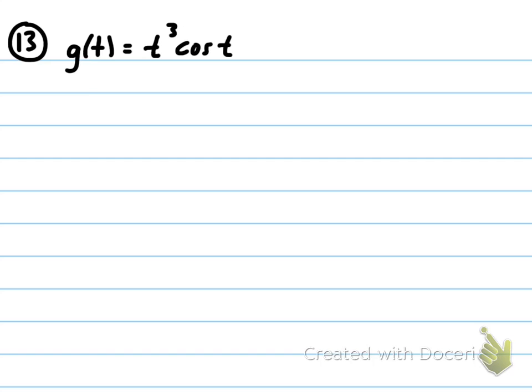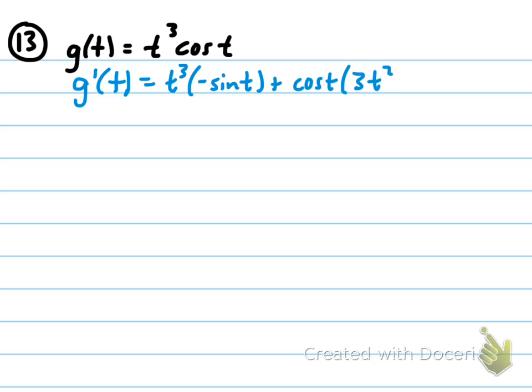G prime of t, we have the derivative of a product. So we take the first function, which is t cubed, multiply it by the derivative of the second function, which is negative sine t, plus the second function, cosine t, multiplied by the derivative of the first, which is the derivative of t cubed, which is 3t squared. Okay? I'll just leave it like that.